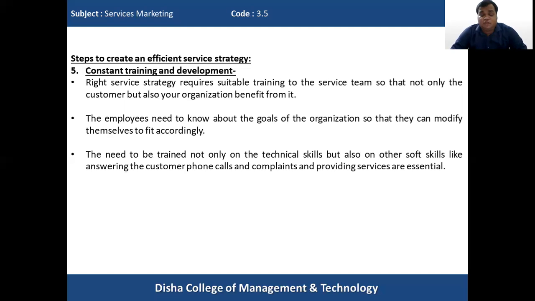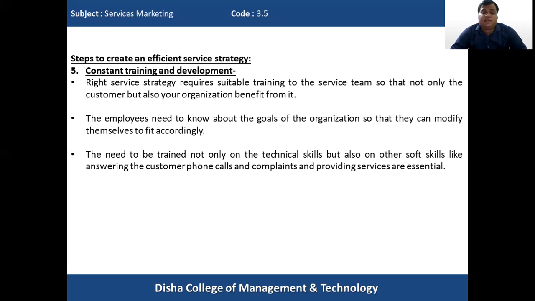They need to be trained not only on the technical skills but also on soft skills, like answering customer phone calls and complaints. Providing services is essential. As we have already discussed, not only the hard skills like the technical skills are essential in order to give proper services, and training should be given to upgrade those technical skills, but training should also be given to improve the soft skills. Soft skills like the kind of behavior, the kind of attitude they have while answering customer calls, or when they're answering customer complaints. This is very, very important, because when both these hard skills and soft skills come together and work together, only then can proper services be given to the customer.